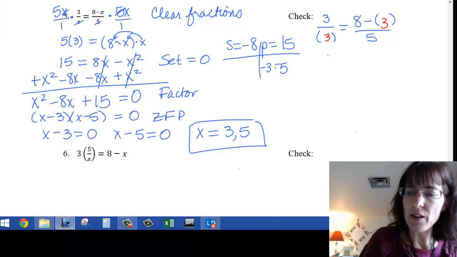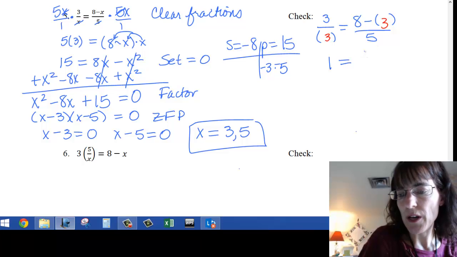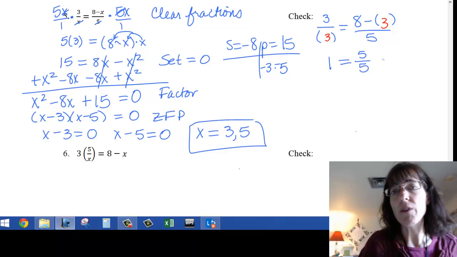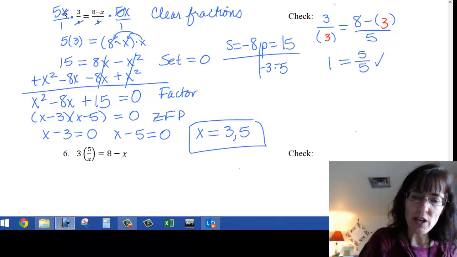And when I do that, then I have 3 over 3, that just gives me 1. And 8 minus 3 is going to give me 5 over 5. And 5 over 5 is the same thing as 1, so that's a true statement. And that was checking my x equals 3. Now I want to check my x equals 5.